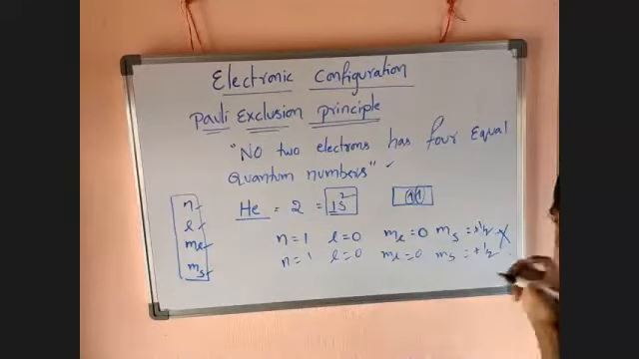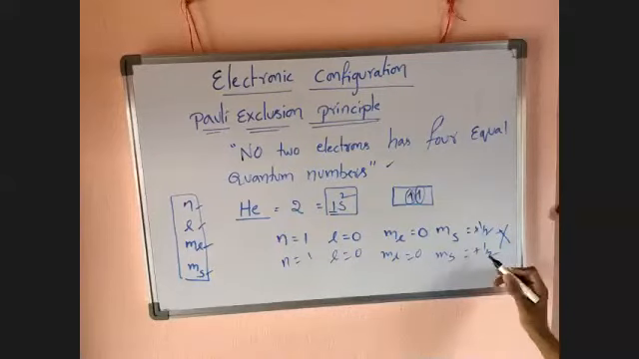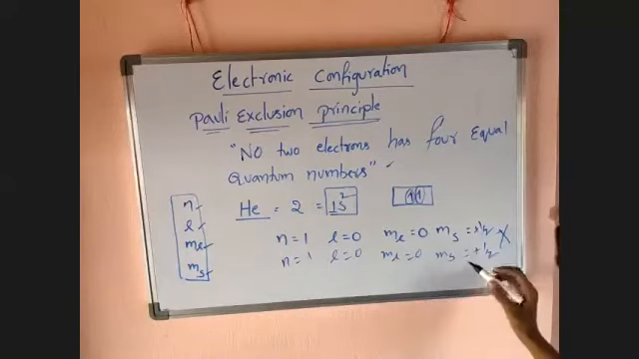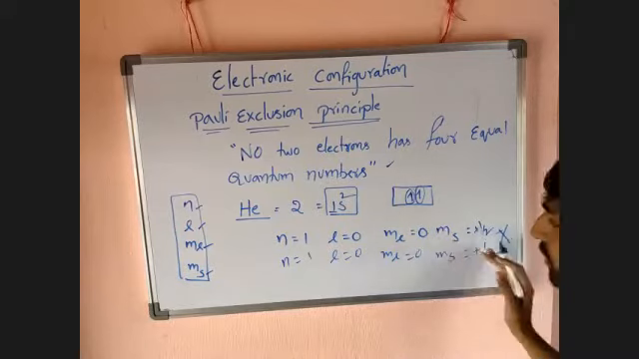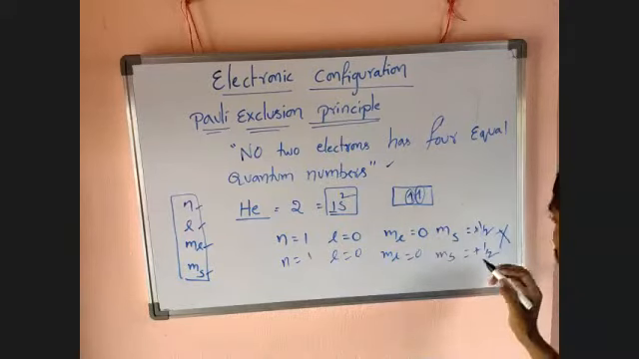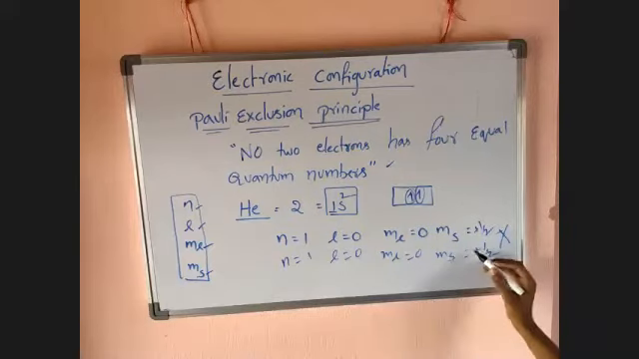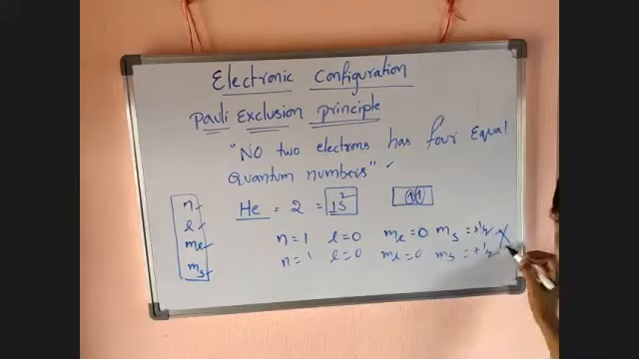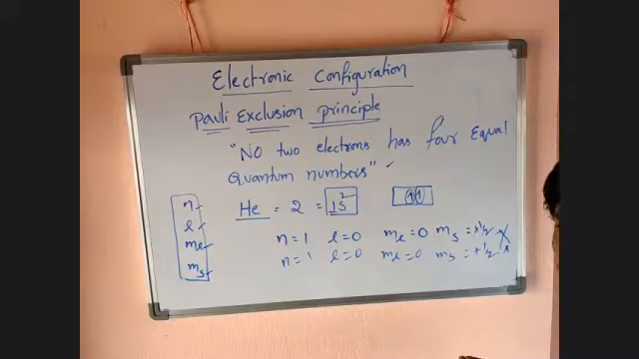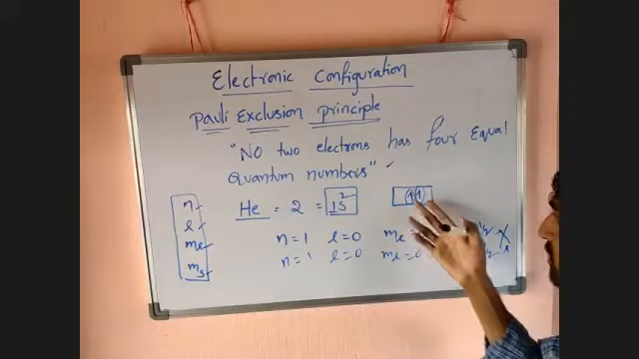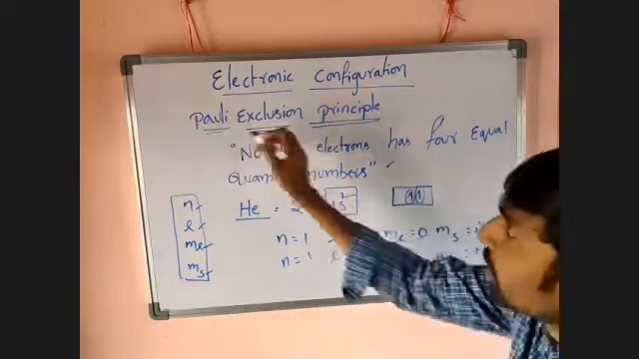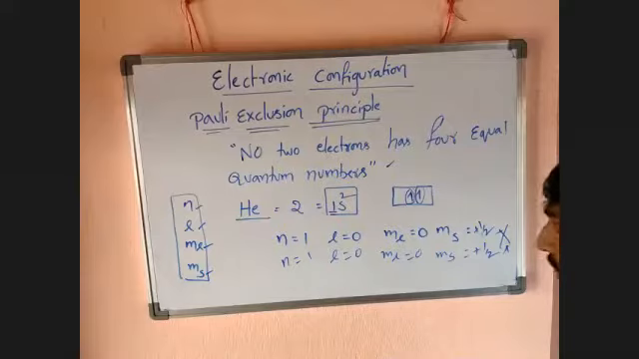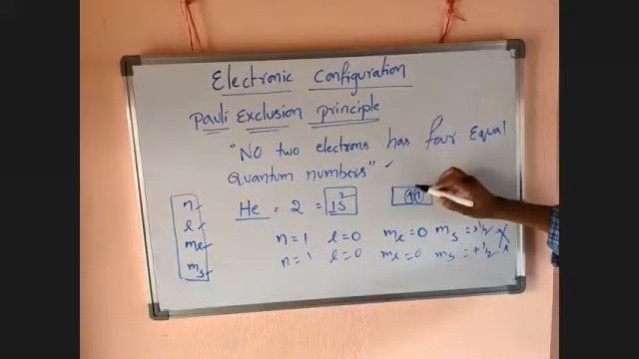For example, if these 2 electrons have the same 4 quantum numbers, that's not correct according to Pauli's exclusion principle. That's why both electrons are not in the upward direction.